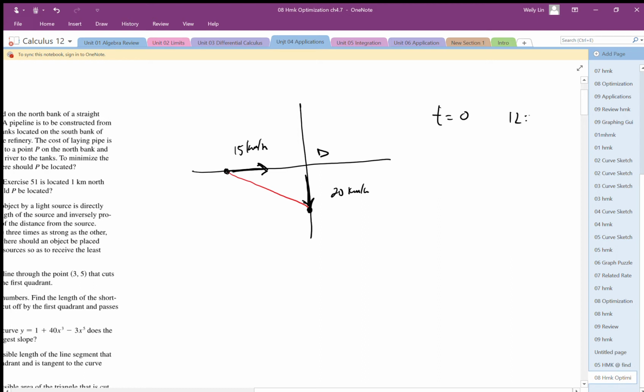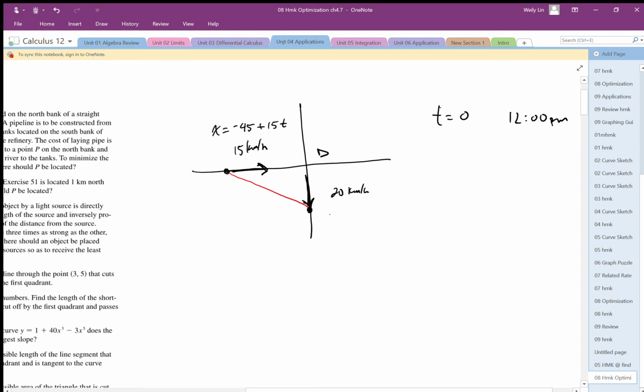Okay, so 12 p.m. Then the equations that establish the position of x and the position of y are pretty easy, and we'll just call this x. Okay, x is a function of time, and at 12 o'clock it will be at negative 45. It's going to start at negative 45 because I have to go backwards 3 hours from the origin, and it's going to go in the positive direction at 15 kilometers per hour. So the x position is established by that.